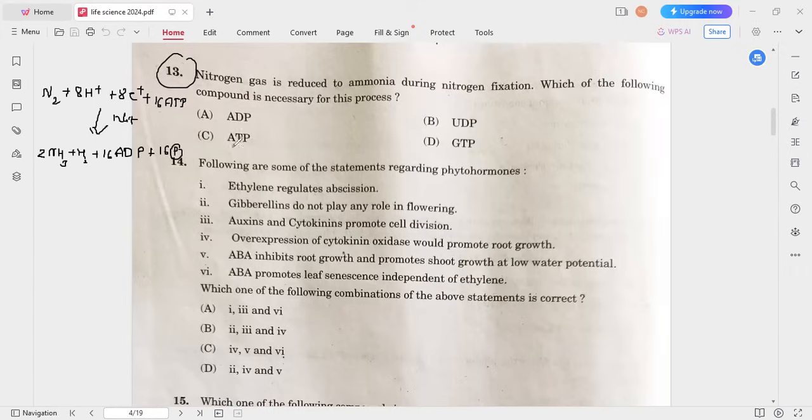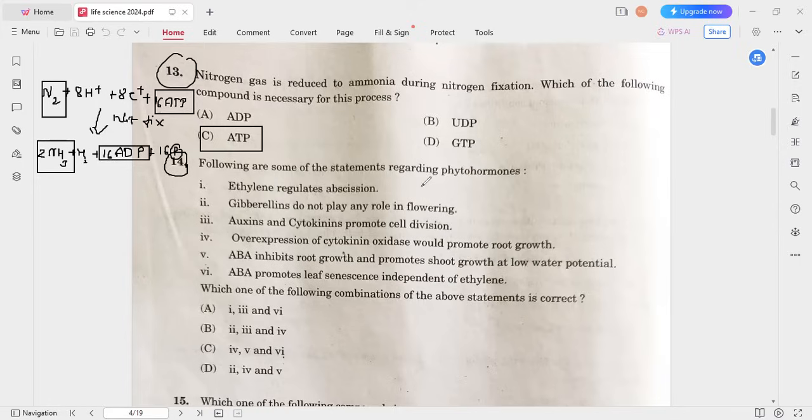So for the conversion of nitrogen gas into ammonia during nitrogen fixation, which compound is necessary? Here option C, ATP, is necessary for this nitrogen fixation. You can see here 16 ATP is converted into 16 ADP, which drives the conversion of nitrogen into ammonia. So option C, ATP, is the correct answer for this question. Now move on to the next question, question number 14.